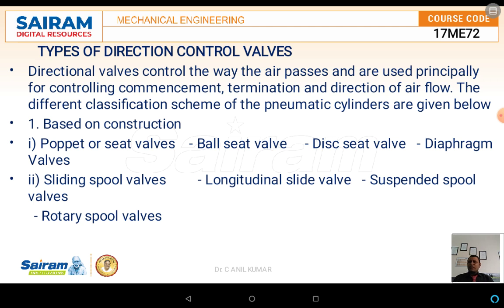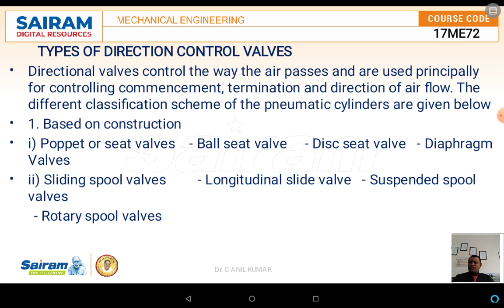In the previous slides we discussed the types of direction valves. In the types of direction valves there are two things here. One is the poppet type, and the other one is the spool type. In the poppet type there are another three types: one is the ball seat, another is the disc seat, and another is the diaphragm seat. The sliding spools normally are of two to three types. The first one is the longitudinal type, the second is the suspended spool type, and the other is the rotary spool type.